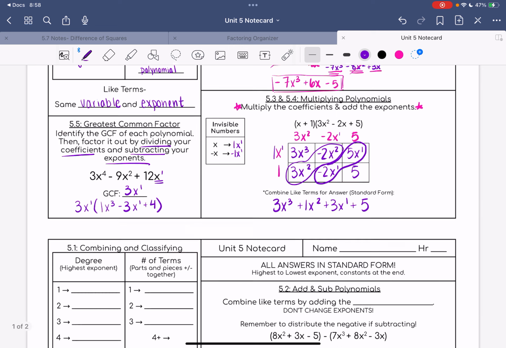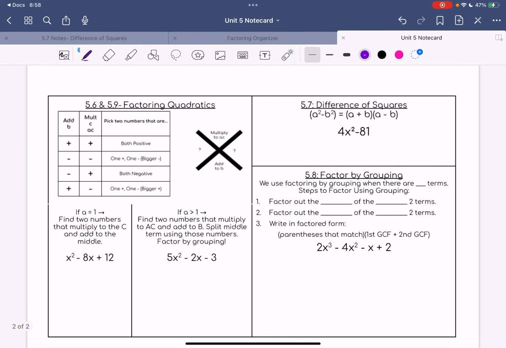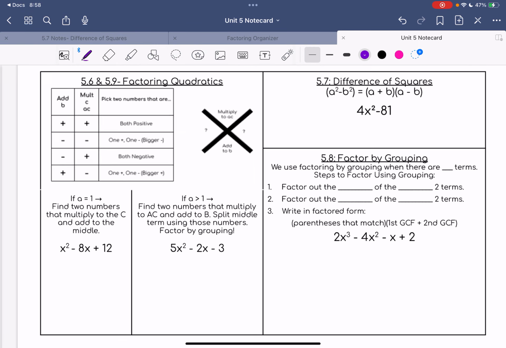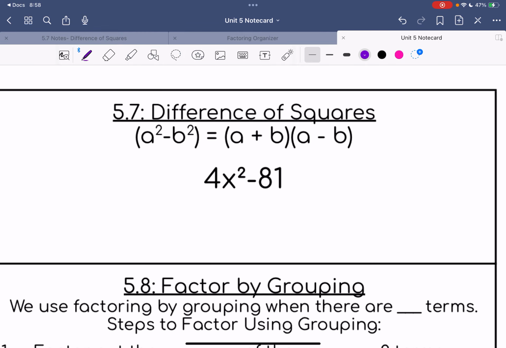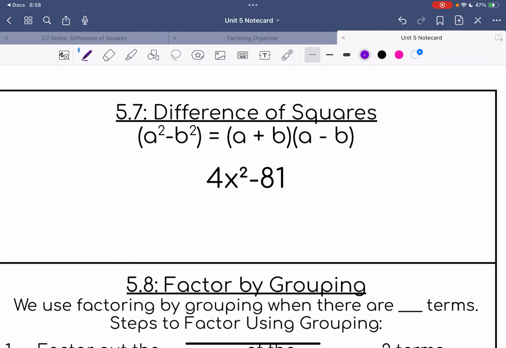Okay, flip into the back of the note card. We are almost done. So on the back side of the note card, we've got 5.6 and 9 cut lumped together, 5.7, and one example of 5.8. So we're going to start with 5.7. 5.7 was difference of squares. This was our easy peasy one that we saved for last because of that snow day.